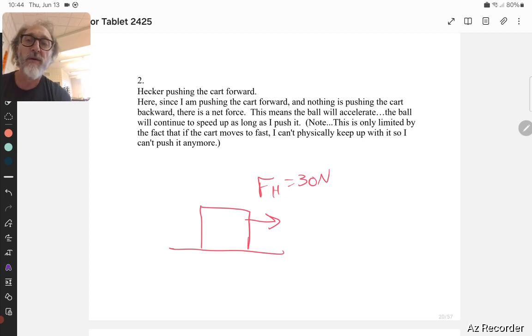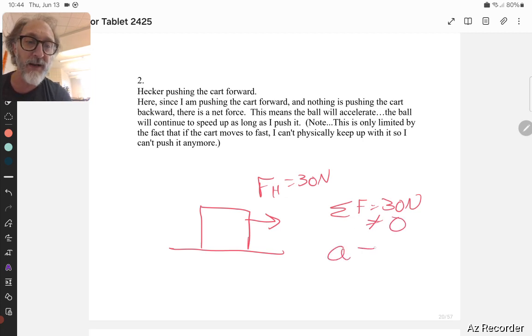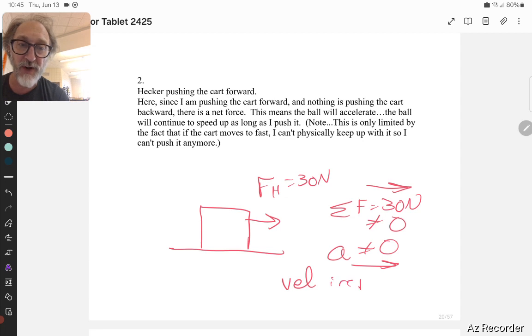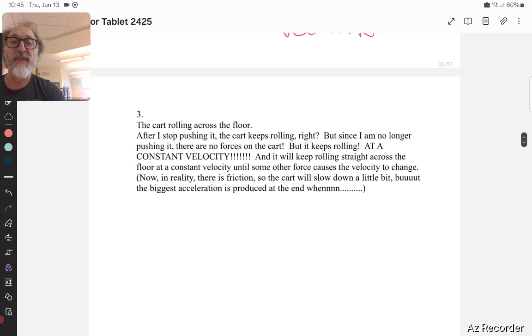Since I was essentially the only force on it, other than gravity and normal force, that means my net force is 30 newtons, which notice is not 0. That means we had an acceleration that's not 0 in the same direction as that net force. As a result, the velocity increased. The velocity of the cart went faster and faster as long as I pushed it. And then I let go of it.